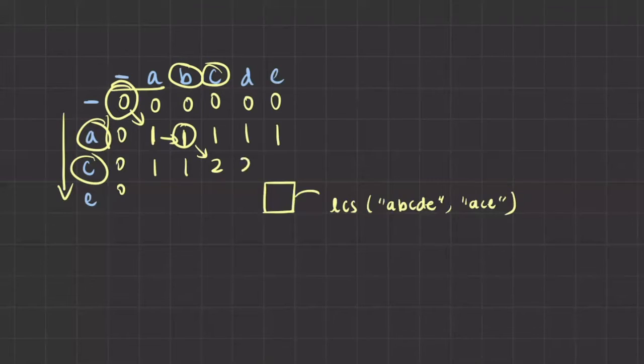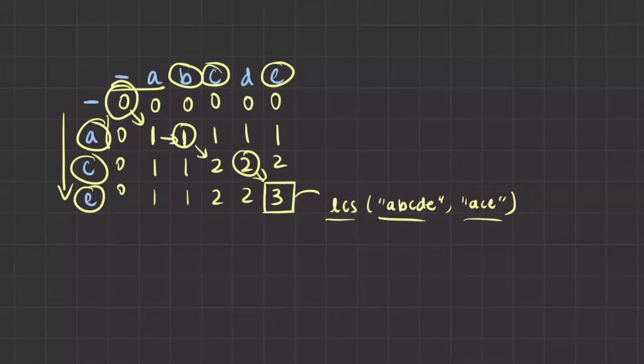Okay, so that would be 2, 2, and then this would be 1, 1, 2, 2, and then finally the 2 E's match, so take that, add 1, 3. And so our final answer would be the longest common subsequence between the full 2 texts, which would be, in this case, 3.